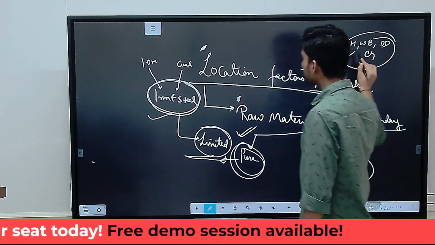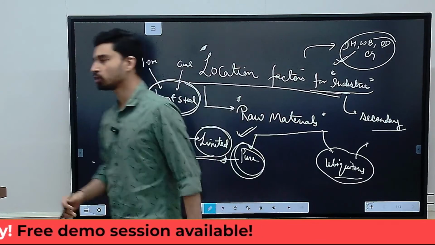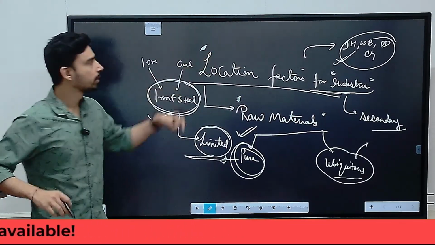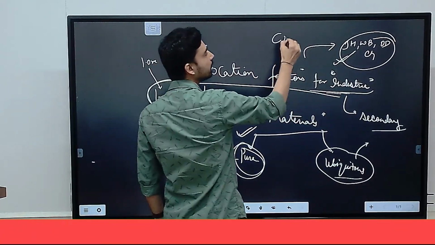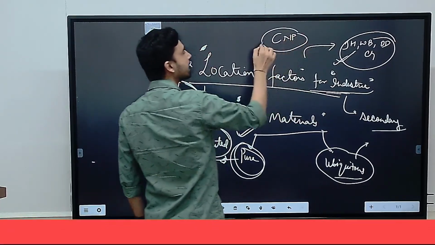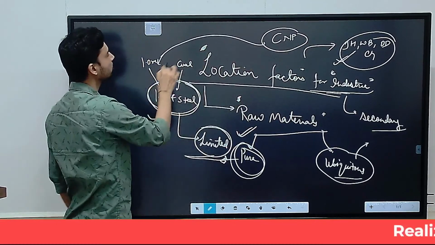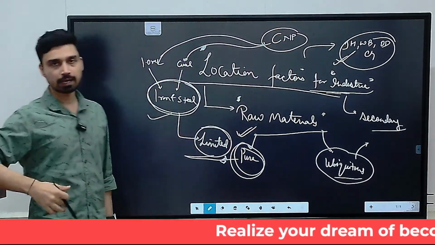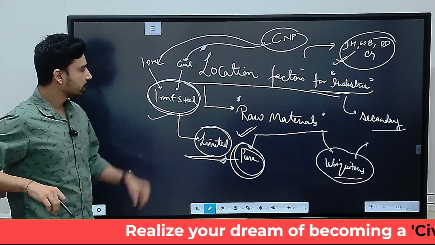Why has the iron and steel industry been located there? Because in this area we have the plateau called the Chota Nagpur Plateau, which has a rich reserve of both raw materials, iron ore and coal. That is how we can understand the location factor of raw material.